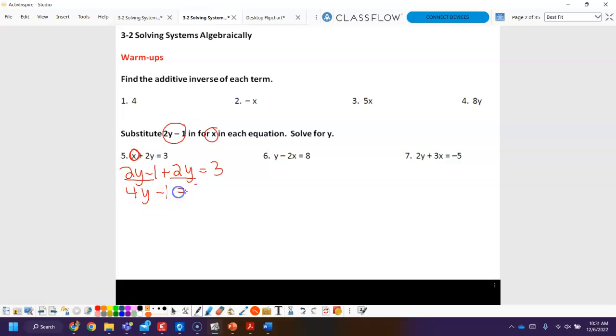Minus 1 equals 3. You want to get the numbers on the right. So we're going to take negative 1 and add it to the other side. So you get 4y equals 4. How do you get y by itself? You divide by 4. 4 divided by 4 is 1. So you get y equals 1.